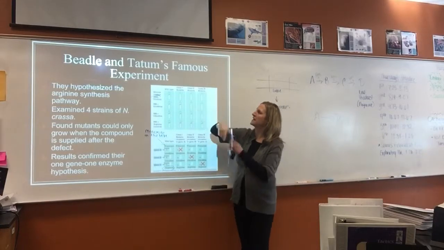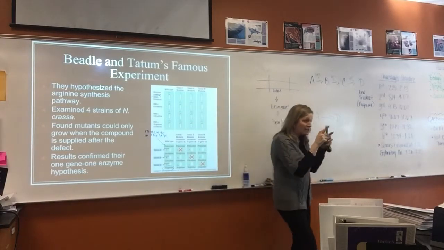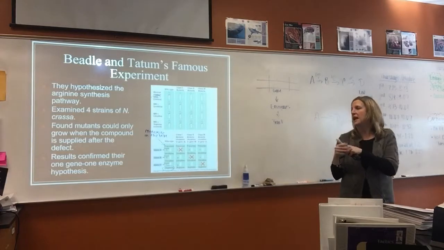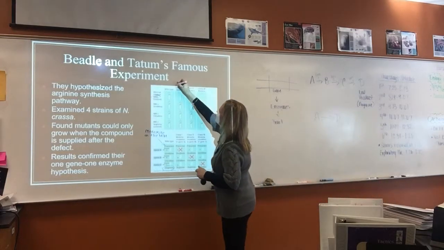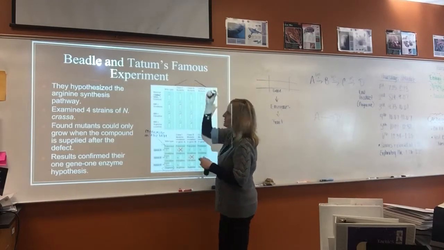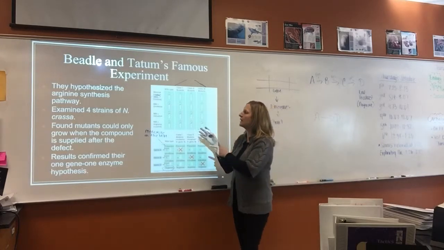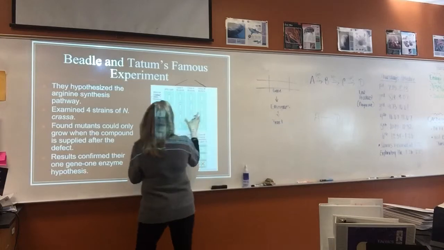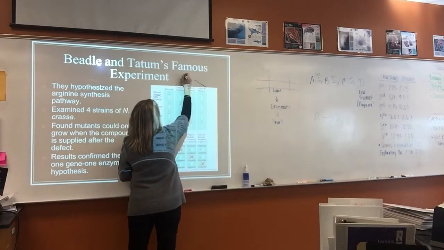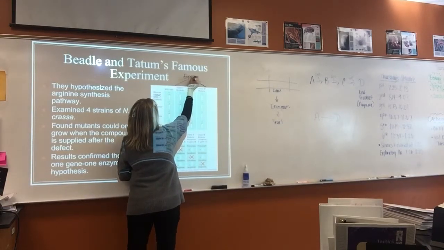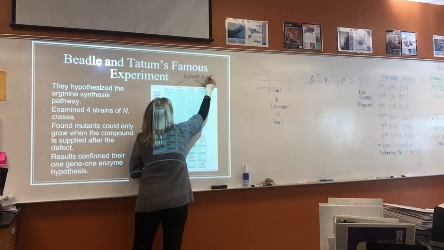So then what they did is, remember it said that they beamed x-rays at this bread mold. So when they looked at what mutants resulted, they classified them into 3 categories based upon which one of these media they grew on. So these guys were exposed, these are the ones that are exposed to the x-rays.